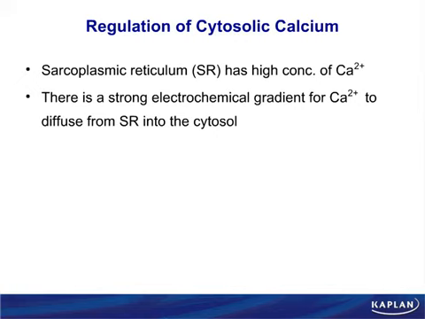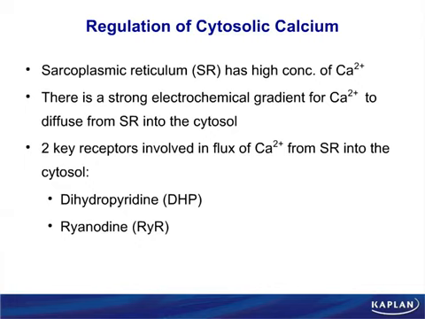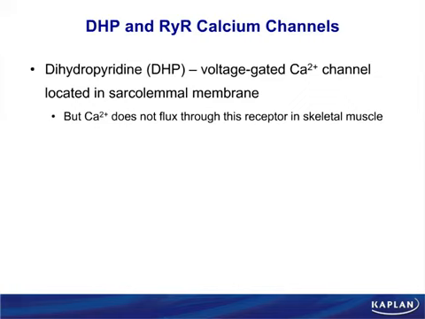So let's discuss in detail the regulation of cytosolic calcium. We're going to have 2 key receptors involved here. The first is called dihydropyridine, which we'll abbreviate as DHP. And the second is the ryanodine receptor. These are going to be our 2 key receptors. We'll start first with dihydropyridine. Technically, dihydropyridine is an L-type calcium channel. It's a voltage-gated calcium channel that's located on the sarcolemmal membrane.